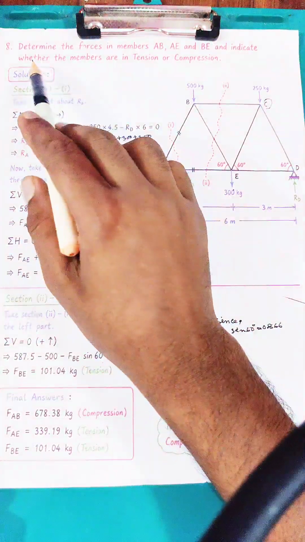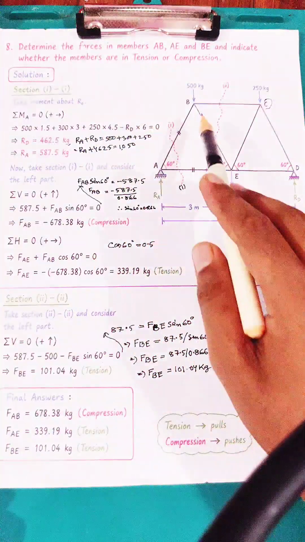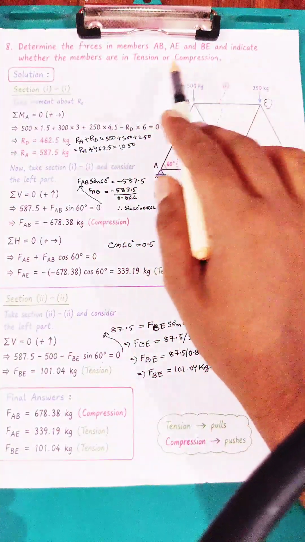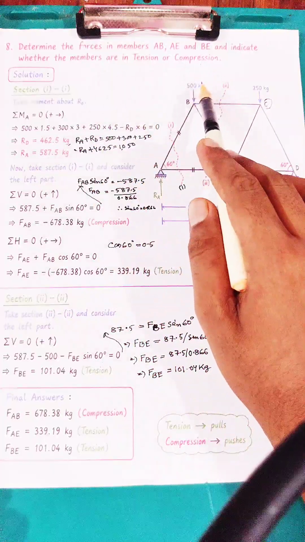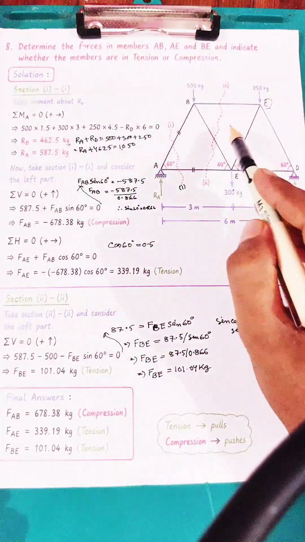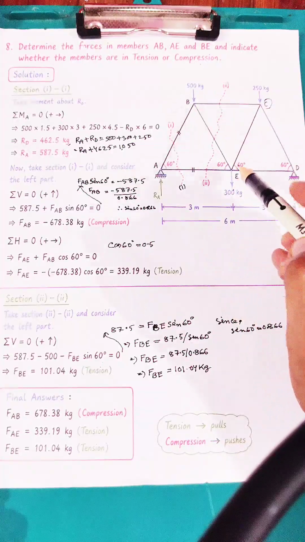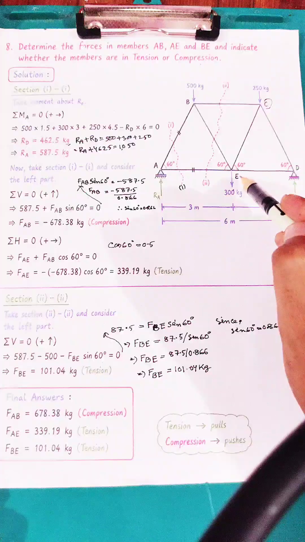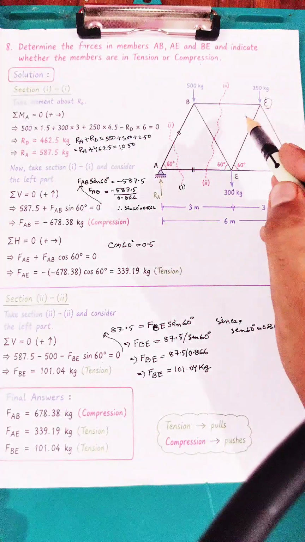In today's video, we have to determine the forces in members AB, AE and BE and indicate whether each member is in tension or compression. We are given a truss with 3 downward loads: 500 kg at joint B, 300 kg at joint E, and 250 kg at joint C.